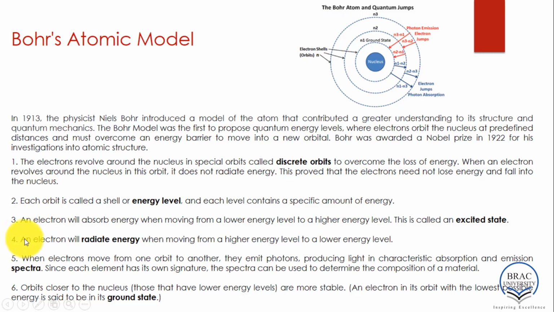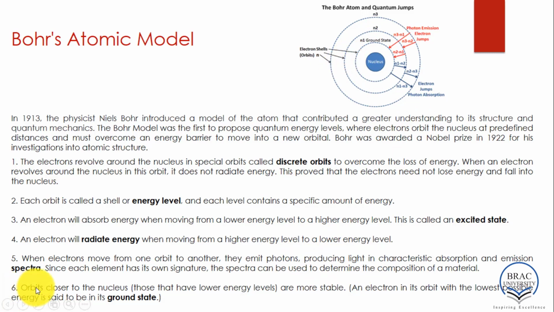The fourth postulate is an electron will radiate energy when moving from a higher energy level to a lower energy level. We already discussed it in the previous part of this video. The fifth point is when electrons move from one orbit to another, they emit photons and thus they produce light. We talked about this in the earlier part of this video as well.